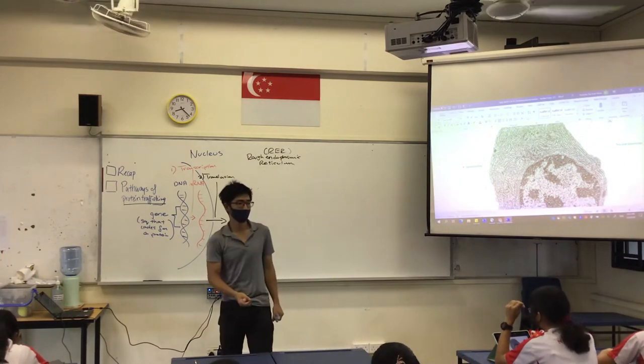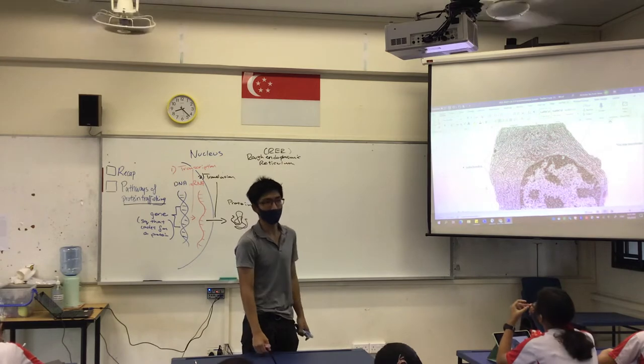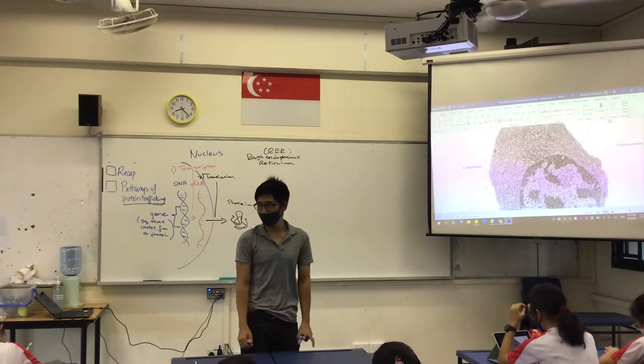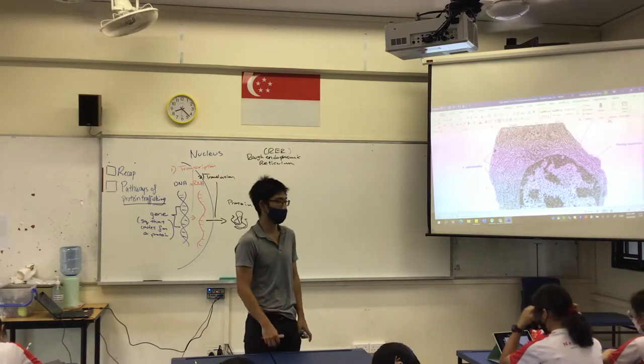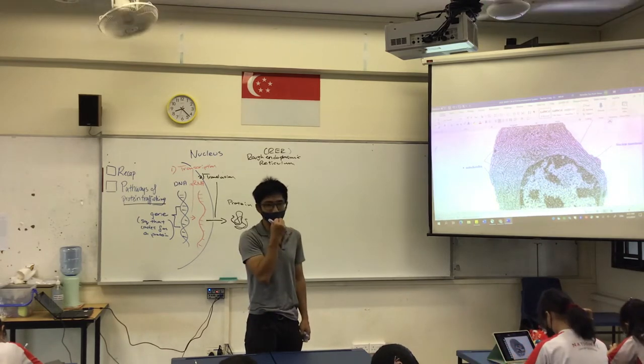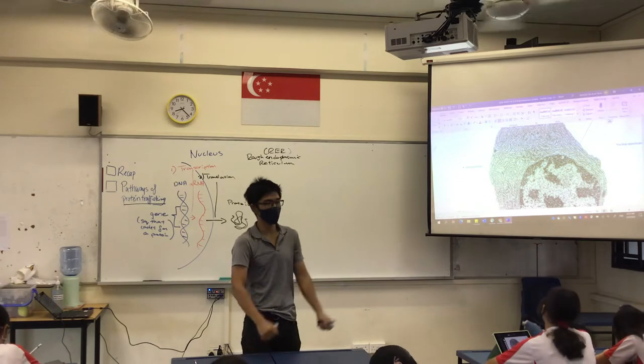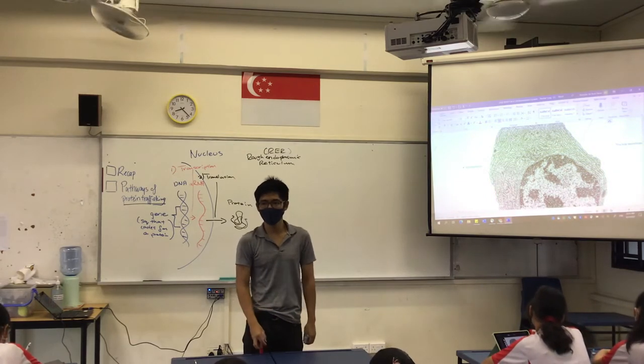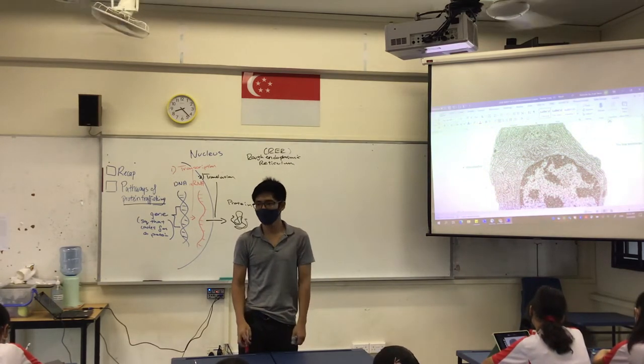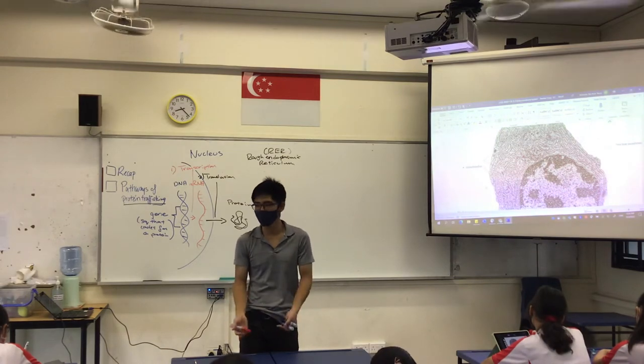Yes? Good question. Can the cell have more than one mitochondrion? It depends on how much energy the cell needs. Some cells need a lot of energy, you'll find a lot of mitochondria. They are what produces the body's chemical energy.